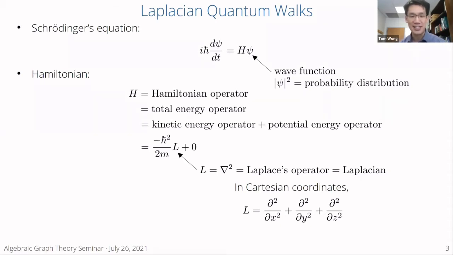But I understand in the math community, you typically write it as L. So that first term there, minus ħ squared over 2m times L, this is the kinetic energy. And then for a quantum walk, we're just going to make the potential energy 0. So there are no other external forces affecting your randomly walking particle.